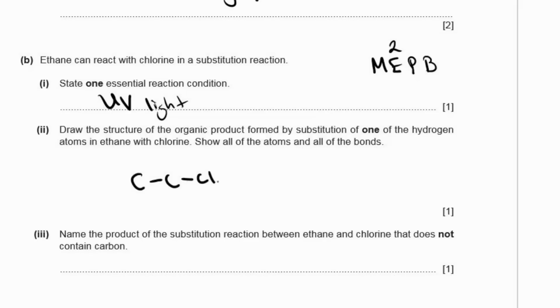So it doesn't matter which one you put it on, I'm going to put it there. Then all the other spots, so that there's 4 in total, have hydrogens. It says to show all of the bonds, and that's all of the bonds. And name the product of the substitution reaction between ethane and chlorine that does not contain carbon.